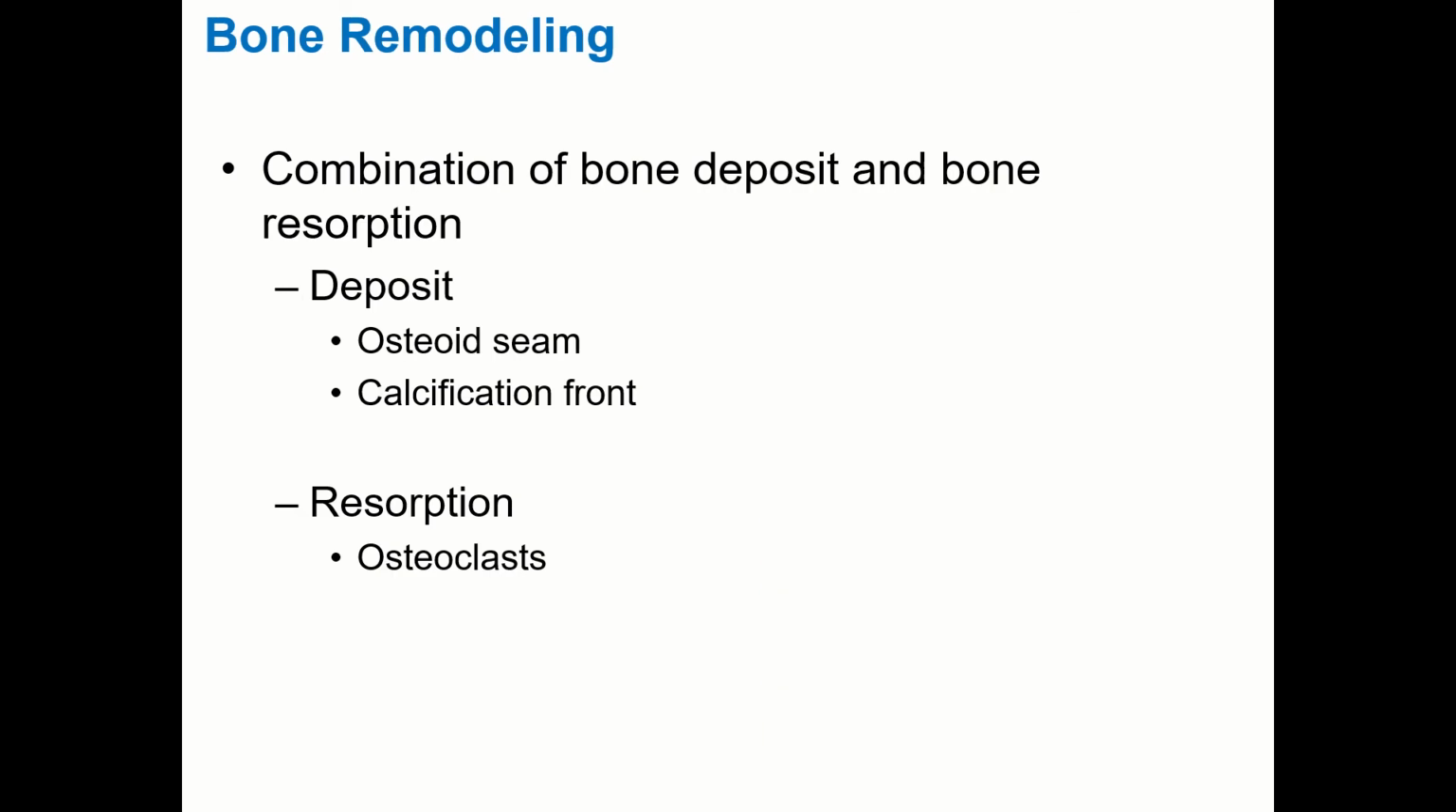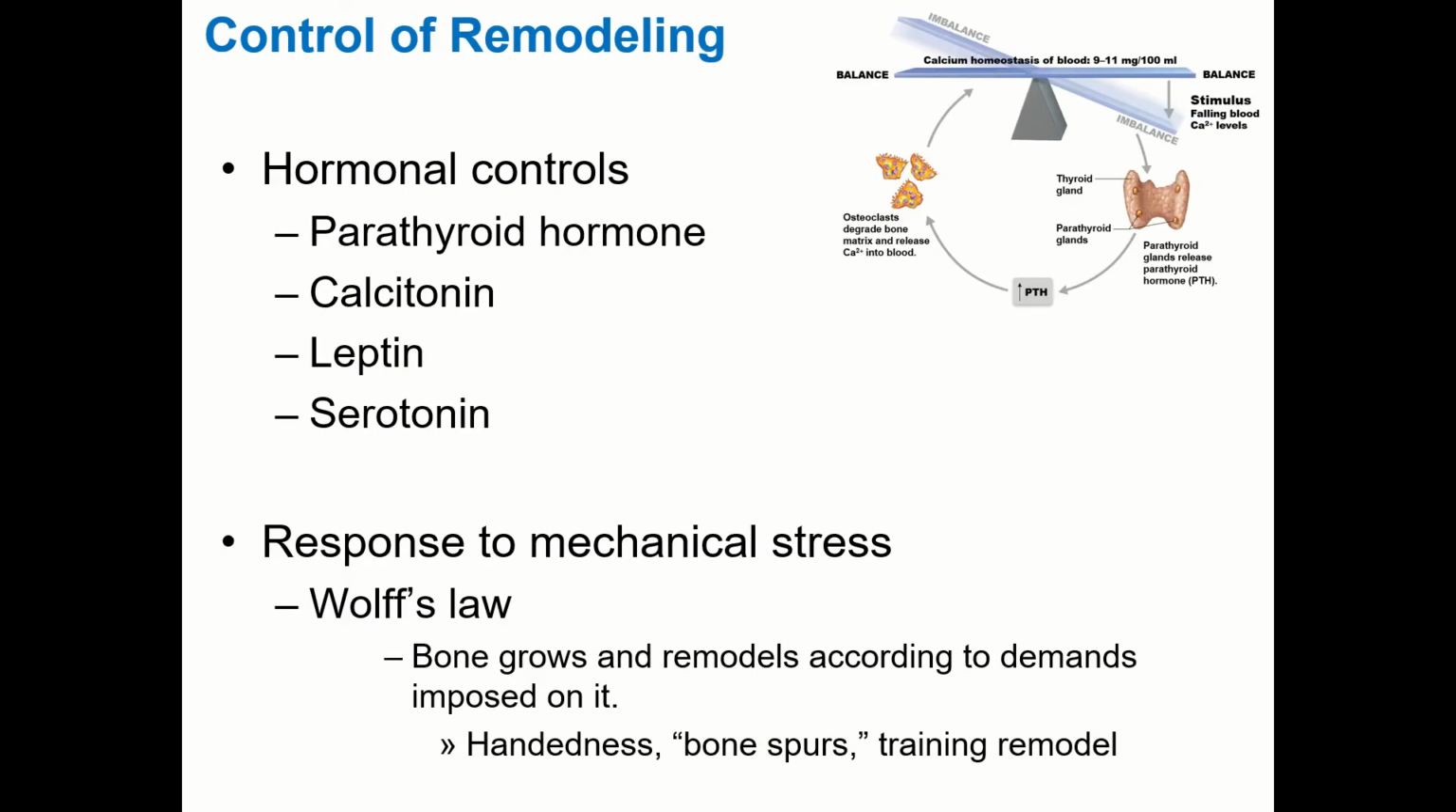All right. So in terms of bone remodeling, I'm just going to skip over that. We're going to go to this. There are two controls of bone remodeling. The first is a hormonal control, and the second is in response to mechanical stress.